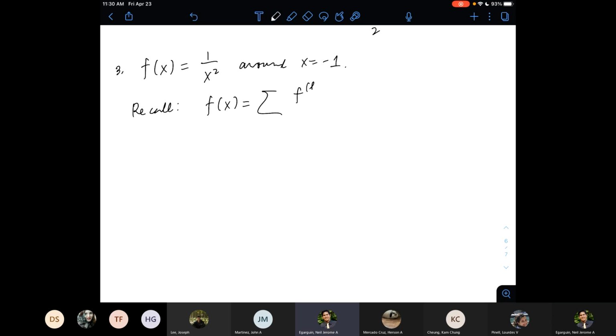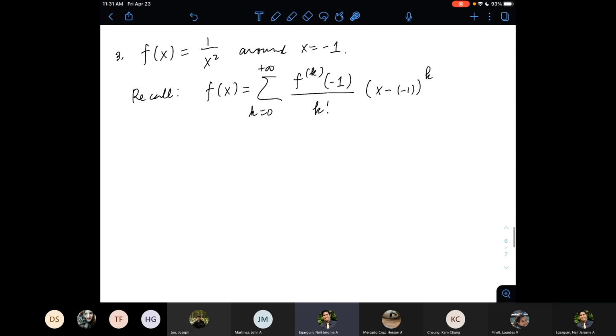f upper k evaluated at -1. Remember, we're evaluating the derivatives at the center of expansion over k factorial times x plus 1 to the k. Or if you want to see the details there, we would have x minus a, but a is -1. So I have that, k going from 0 until infinity. So no problem about this guy. You always have powers of x plus 1. K factorial, that's fine. That will remain in the formula. So the crucial part here is f upper k of -1. So let's evaluate the first few derivatives and hope that we can see the pattern.